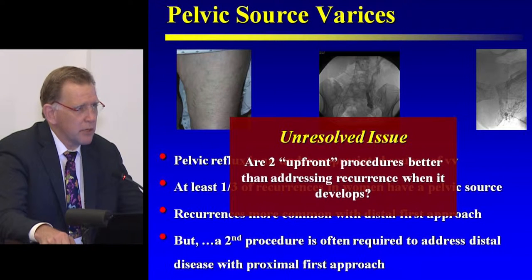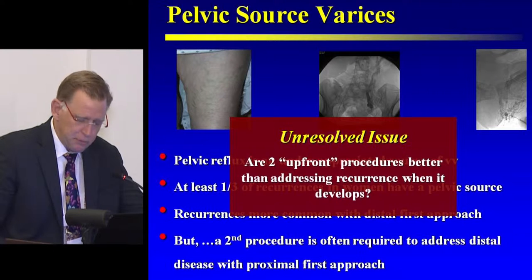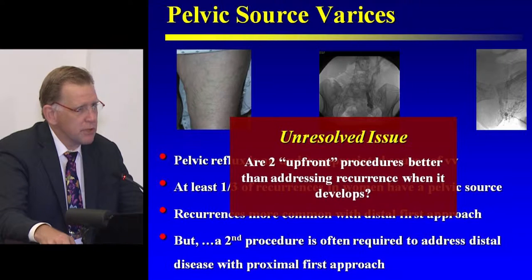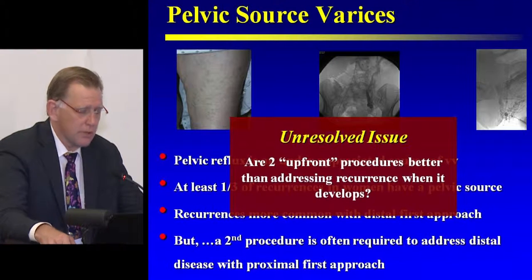Recurrences are undoubtedly more common with just a distal first approach, but virtually all of these patients are going to require either a concurrent or a second procedure, as was described in the last talk, to take care of their lower extremity varices. They will very rarely be completely resolved just by treating the inflow. So I think it's unresolved whether two upfront procedures, that is treating the pelvic vein source as well as the distal varices, is better than addressing a current recurrence when it eventually does occur in at least a third of patients.